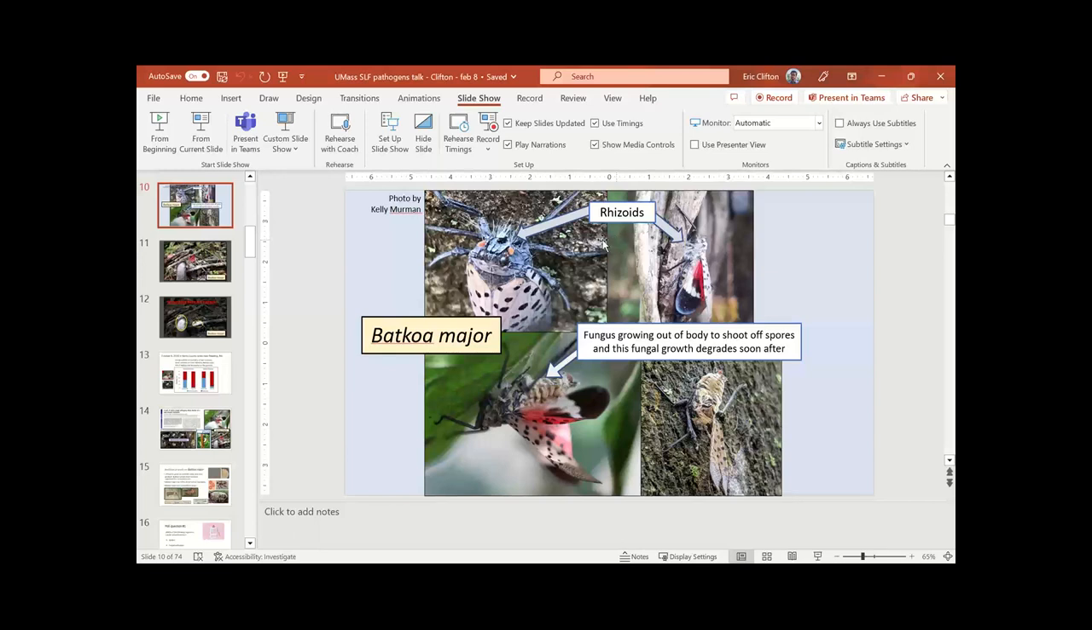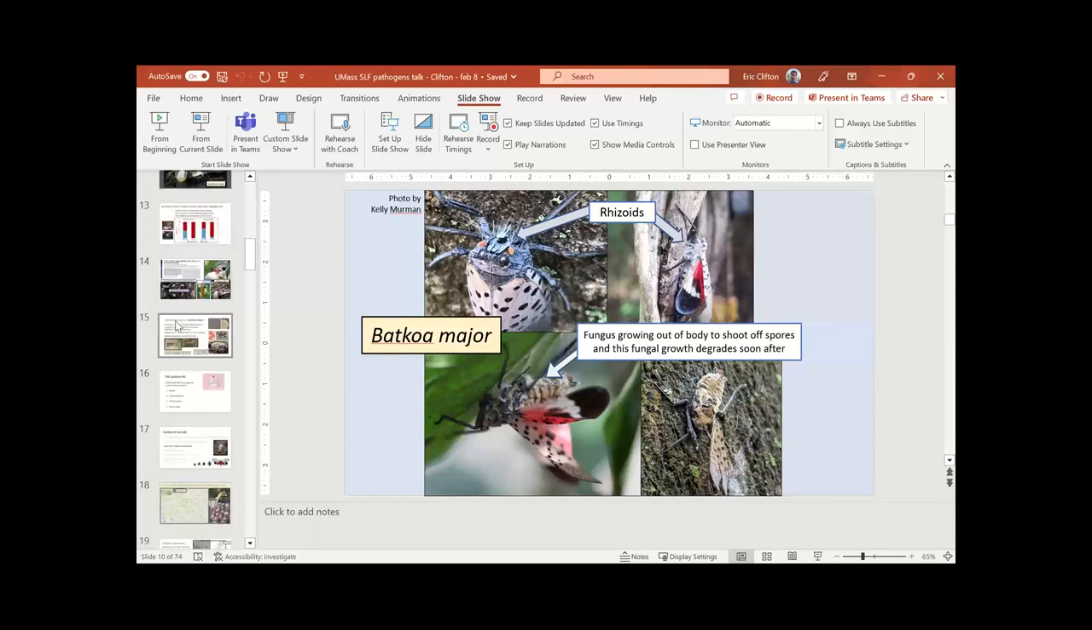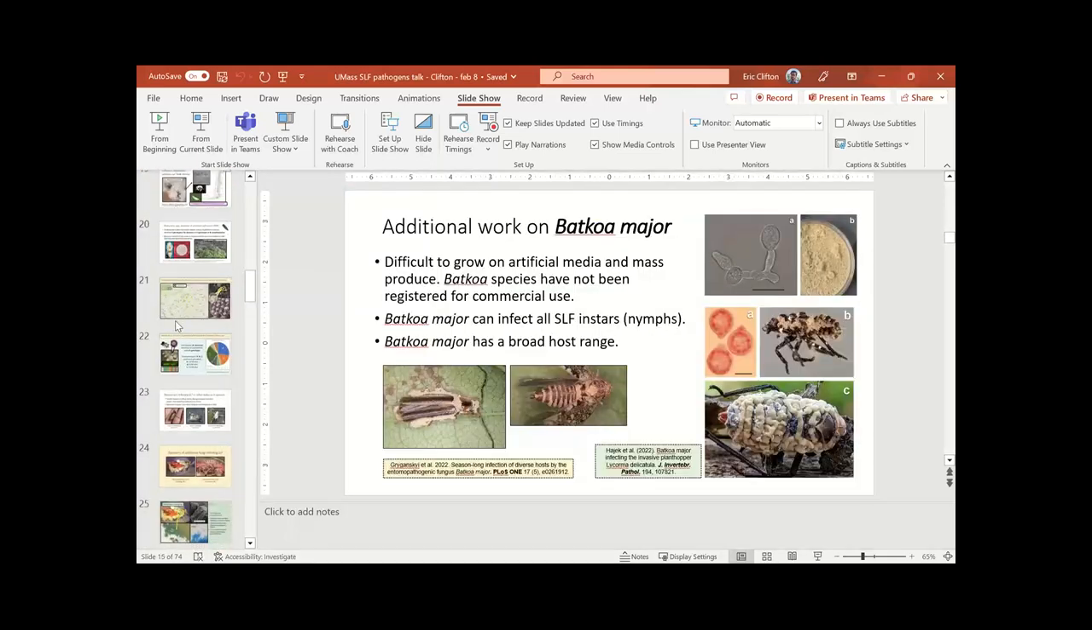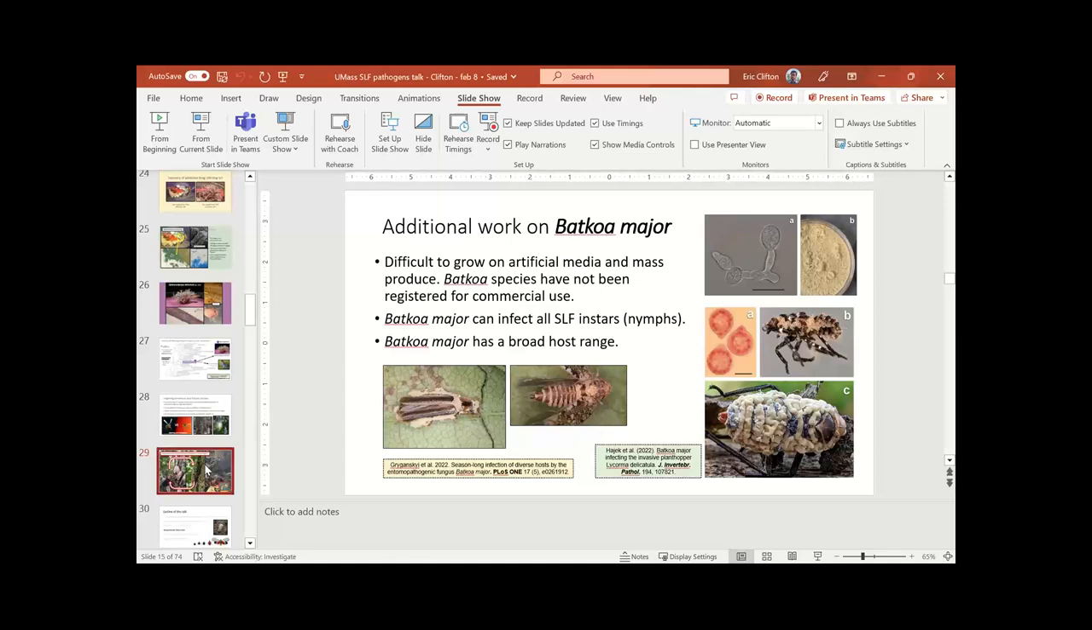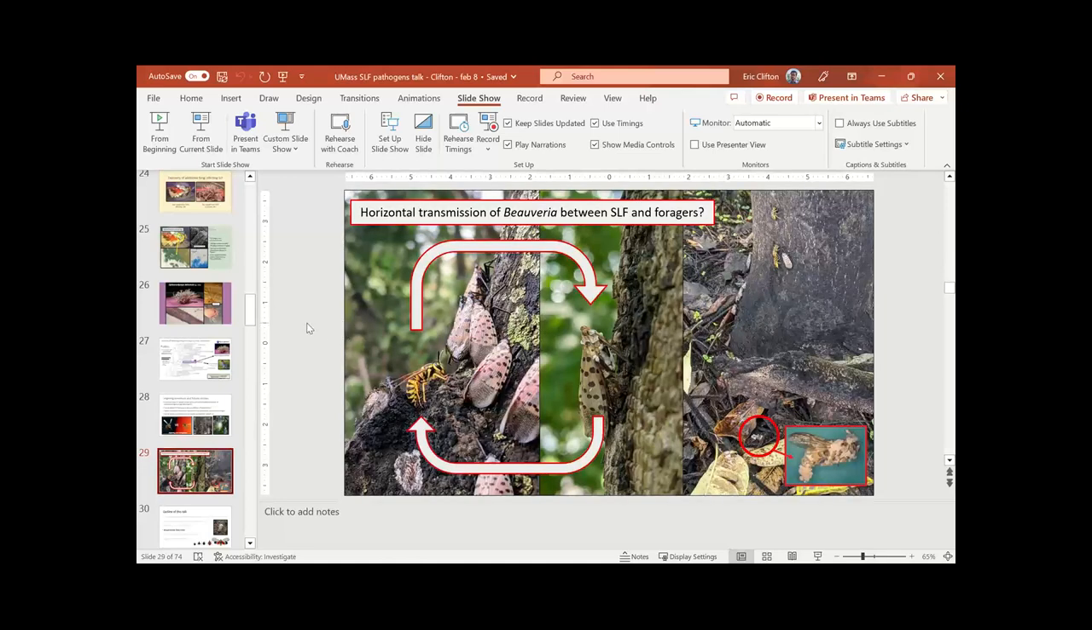But the question from Cheryl is about honeybees feeding on lanternfly honeydew, and the taste of the honey produced is affected. But her question, I think, is could fungal spores be carried back to the hive and then impact the honeybee hive? Great question. It gets asked a lot.